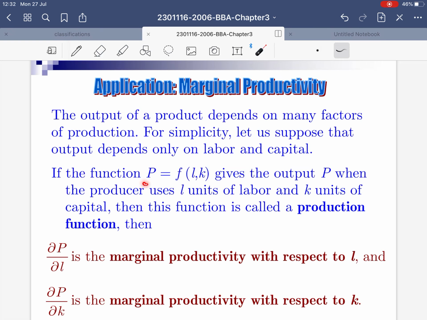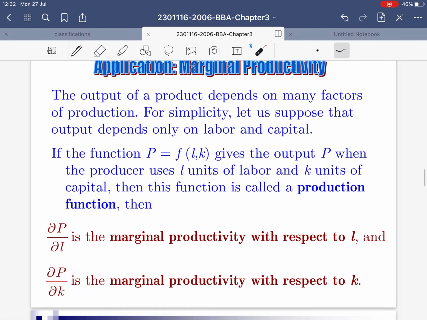So if the function P, where P stands for production, is in terms of F of L and K, your L refers to labor, right? This P is the production output when you use L units of labor and K units of capital, then this function is called a production function. Of course, the partial P over partial L is the marginal productivity with respect to L, and the partial P over partial K is the marginal productivity with respect to K.